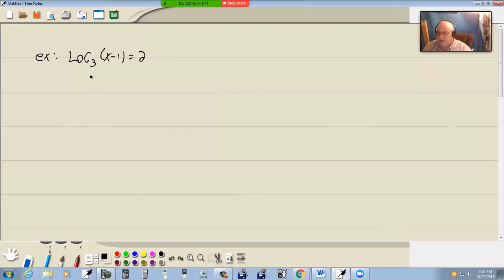For this example here, our first tip is to get everything with a log on one side, numbers on the other side. Now that's what we have. Step 2 says get a single log. We have a single log. When all is said and done, you should just have it saying log of something. Nothing in front of it, nothing after it, just log of something.